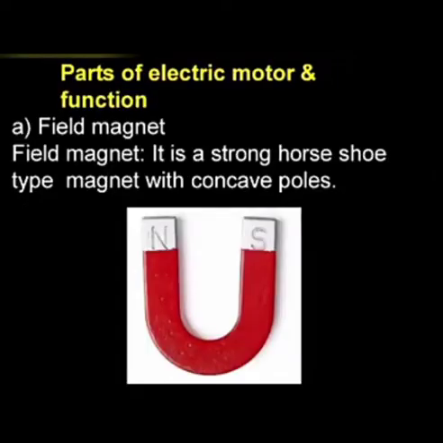Now let us know about the parts of an electric motor and their functions. The first one is the field magnet. A field magnet is a strong horseshoe type of magnet with concave holes.